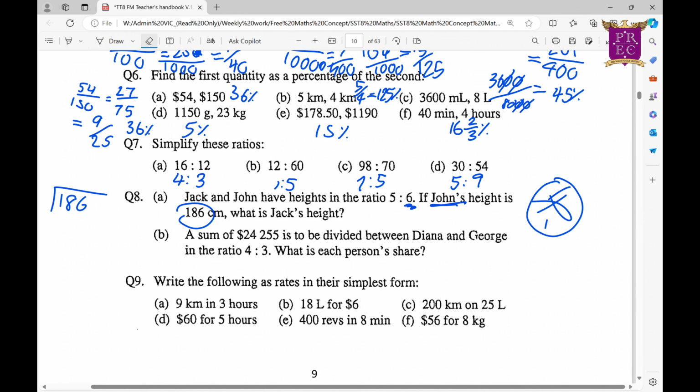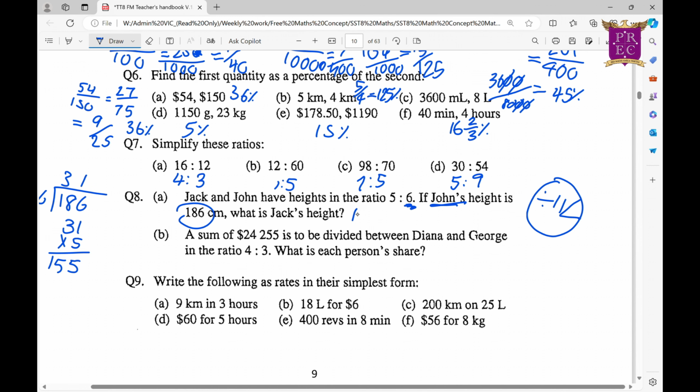Okay, so it's a circle, let's say, divided into 11 parts, and we're trying to find out what one part is. Okay. 186 divided by 6 is 31. If one part is 31, to find out Jack's height, we just go 31 times 5 parts, which is 155. Okay, as simple as that.